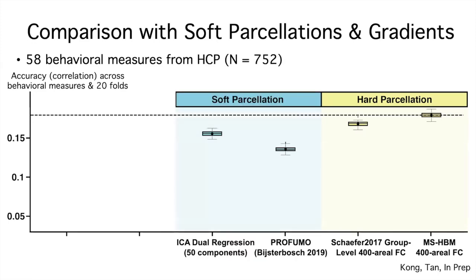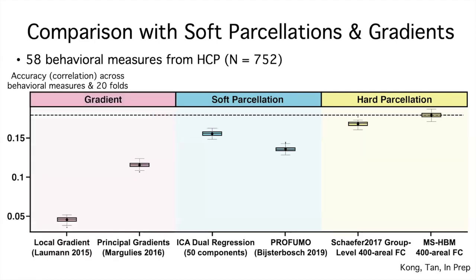The blue results are showing the ICA dual regression and PROFUMO. Everyone knows what ICA is, I'm sure. We tried different numbers of ICA components, 50, 100, 200, and 300. In this particular experiment, 50 works the best, so that's why I'm just showing you 50. PROFUMO is a relatively new approach, also from the FSL group. And finally, local gradient is the approach pioneered by Steve Petersen's group. Principal gradient is the recent approach developed by Daniel Margulies, where he applies nonlinear diffusion embedding to functional connectivity data to derive these principal gradients.